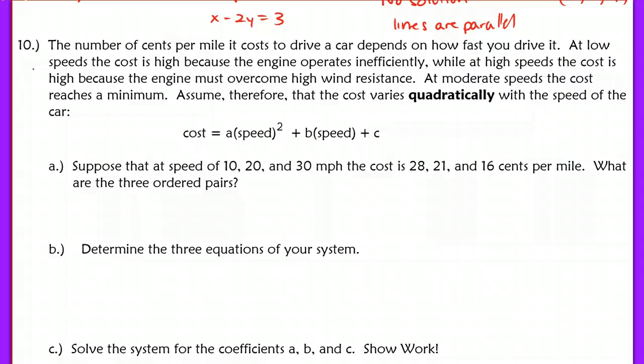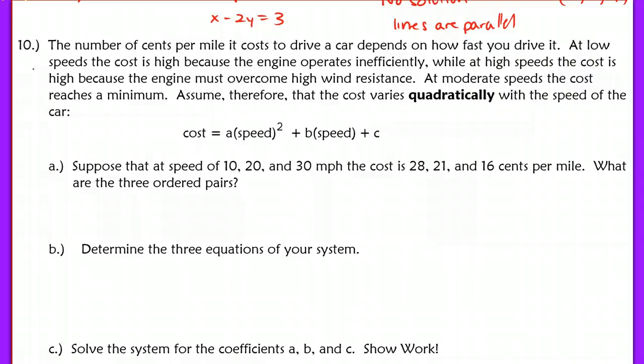Okay, anyhow, I'm rambling. In number 10, it says the number of cents per mile it costs to drive a car depends on how fast you drive it. So at low speeds, the cost is high because the engine is operating inefficiently. And then at high speeds, the cost is also high because the engine must overcome high wind resistance. When you're at moderate speeds, the cost reaches a minimum.